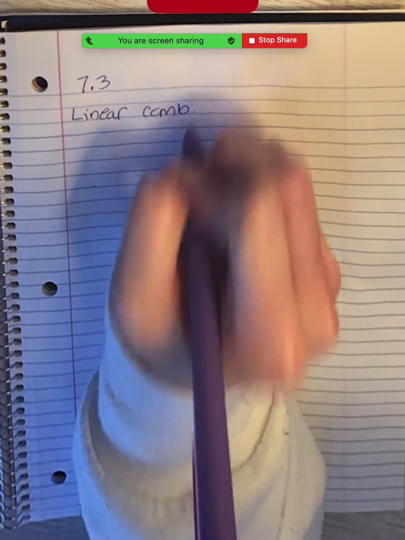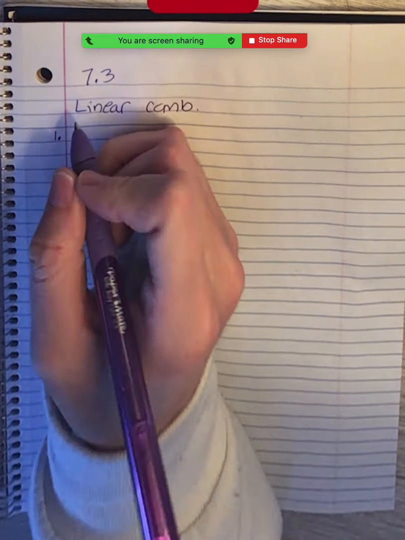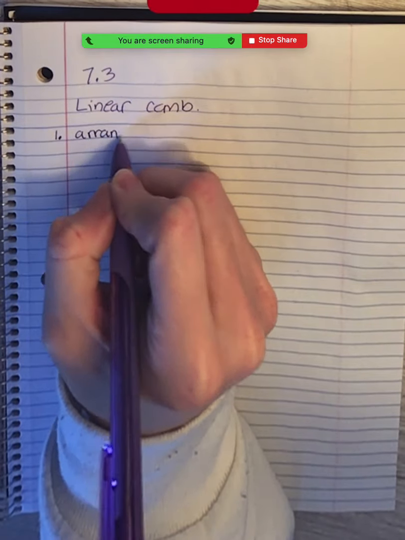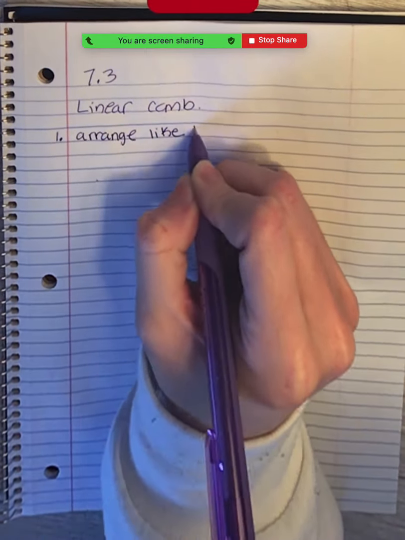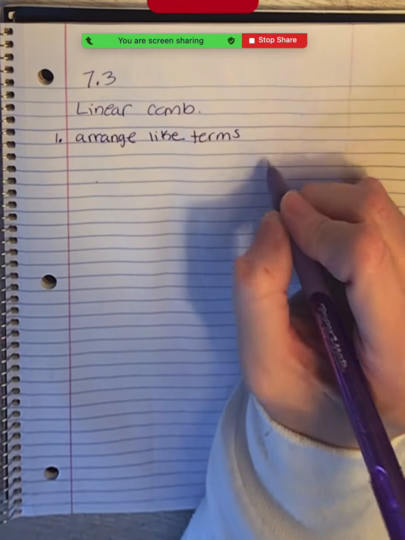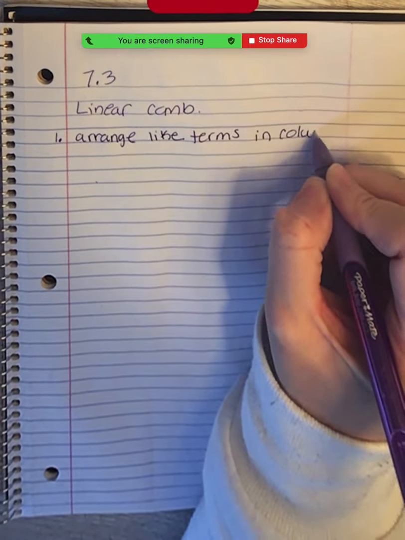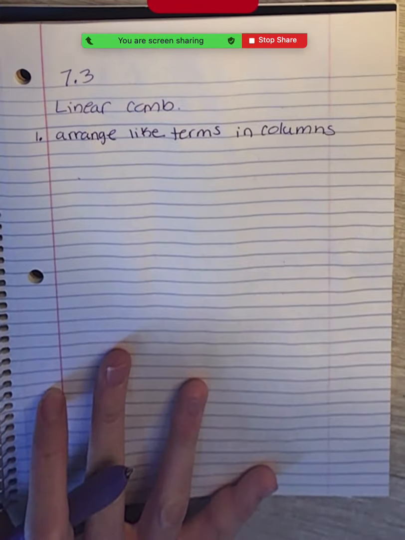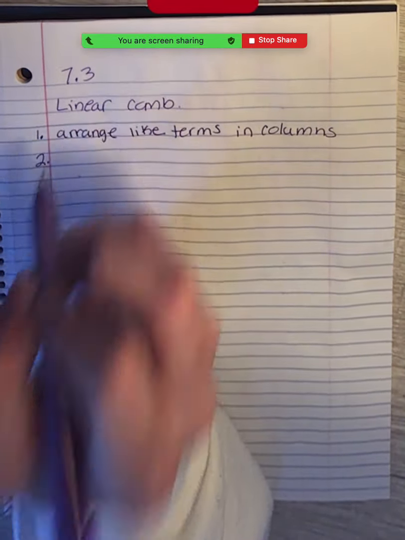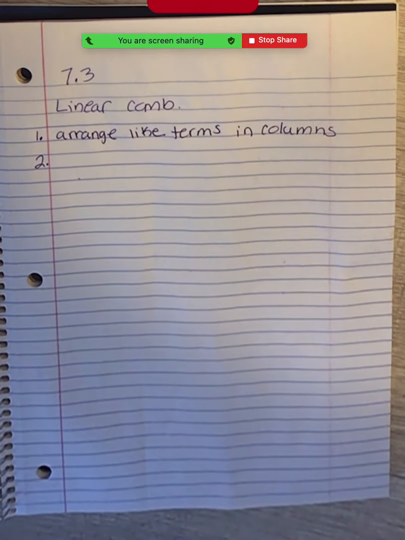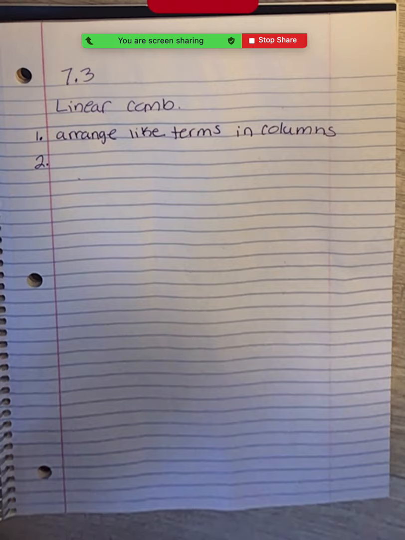And what you do with linear combination is you take your equations and you add them in a way that one of your variables is going to cancel. Okay? So you need to take your equations and arrange them so like terms are in columns. Then you need the coefficients on your like terms, so the number with your variable, to be opposites on one of the variables.